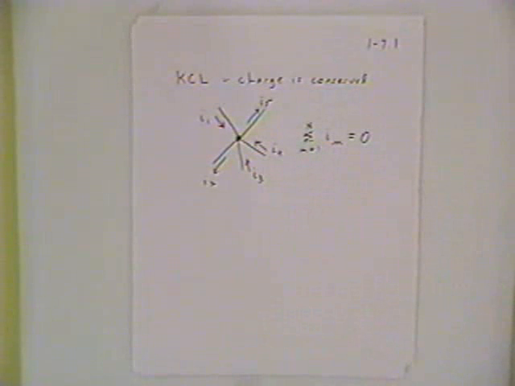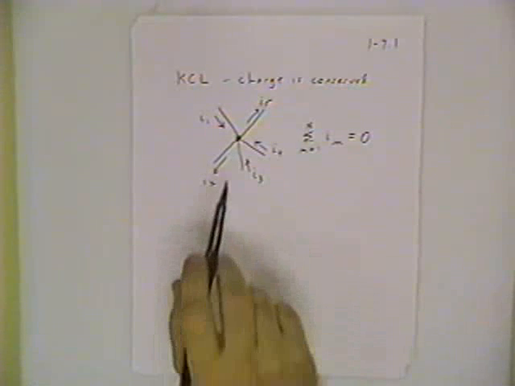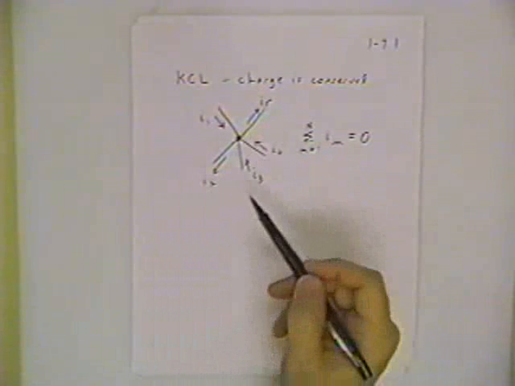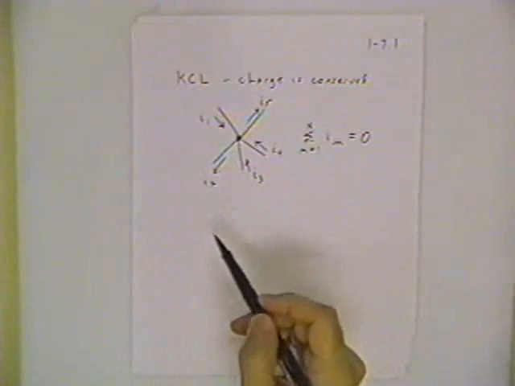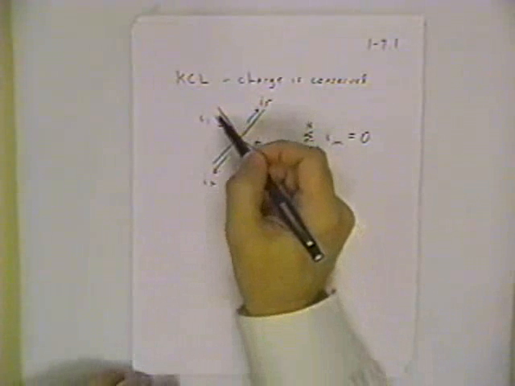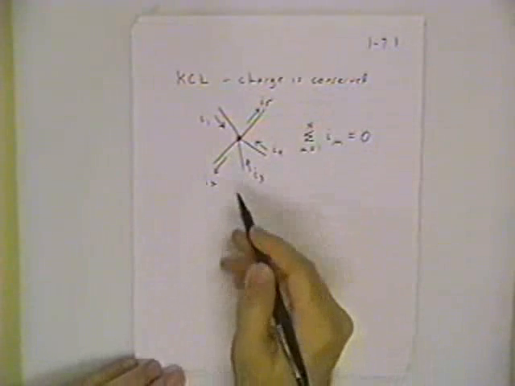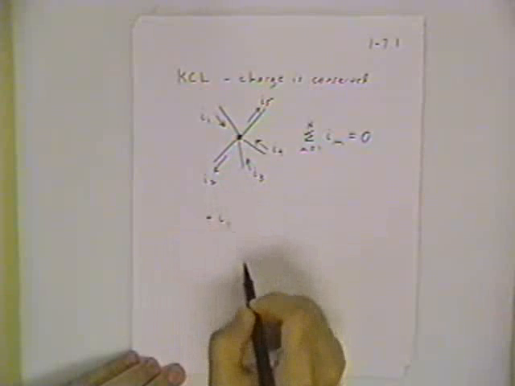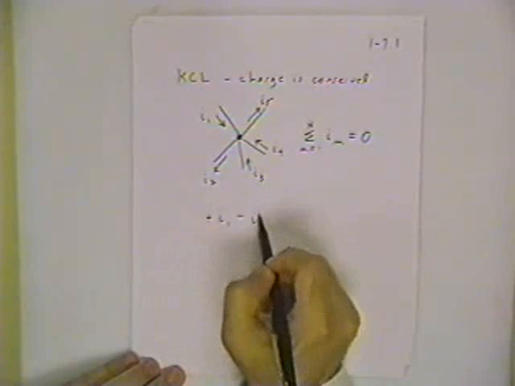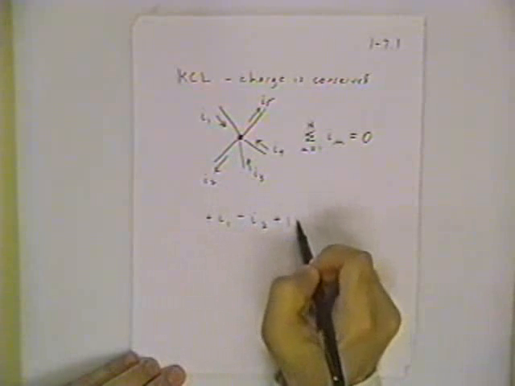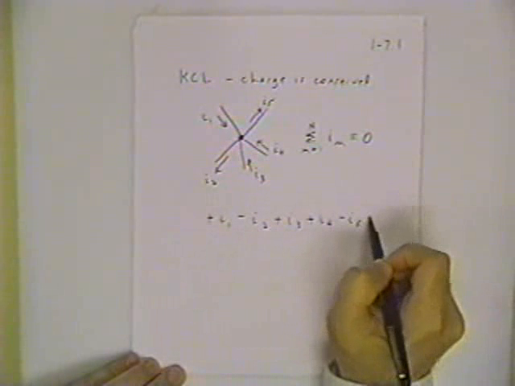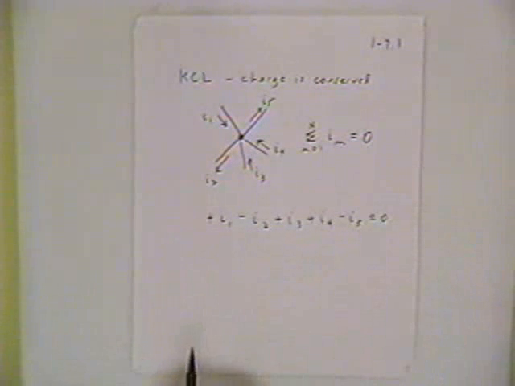And just as we had to pay attention to the polarities of the voltages for the voltage law, in the current law we have to pay attention to which direction the current is going, into the node or out of the node. Once again, it doesn't really matter which algebraic sign we assign to going in or going out. So let's say we call currents going into the node positive. What we would write is plus I1 minus I2 plus I3 plus I4 and then minus I5, all equal to 0.